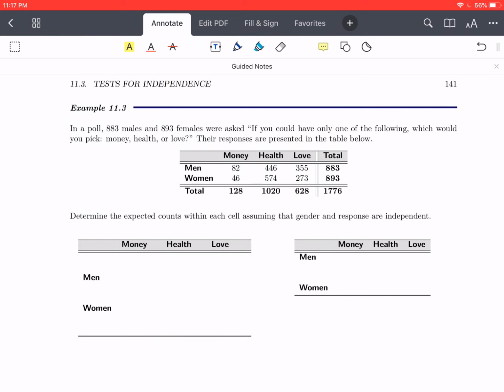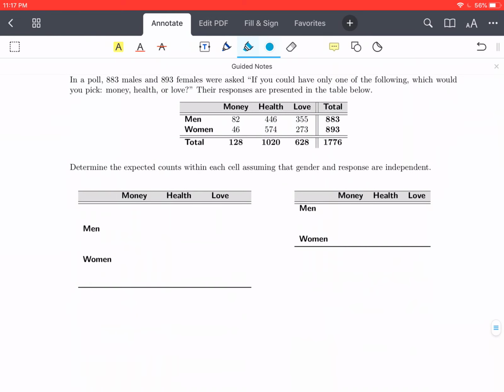So in order to get the expected counts for each of these, we're going to be looking at each of these items in the table. So this is the expected frequency of men who said money. Then we'll look at the expected frequency of men who said health, then men who said love. So we'll do this one, this one, this one, and then women and money, women and health, women and love. And then by the time we're done, we will have an entire contingency table full of these expected frequencies. So I'm just going to do the first one, maybe two, because I think you'll kind of catch on to it. It's pretty formulaic.